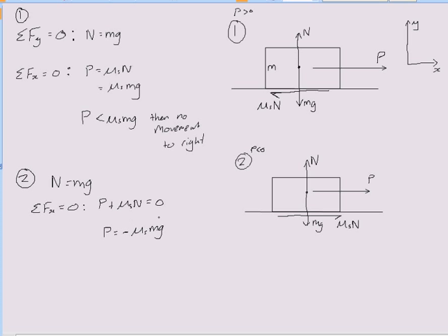But let's also consider what happens. This is a lower limit for P. If P was any less than this, which means it would be acting more strongly in the left direction, it would overcome static friction and the block would start moving. So in other words, we can say if P is greater than minus mu_s mg, then there is no movement to the left.